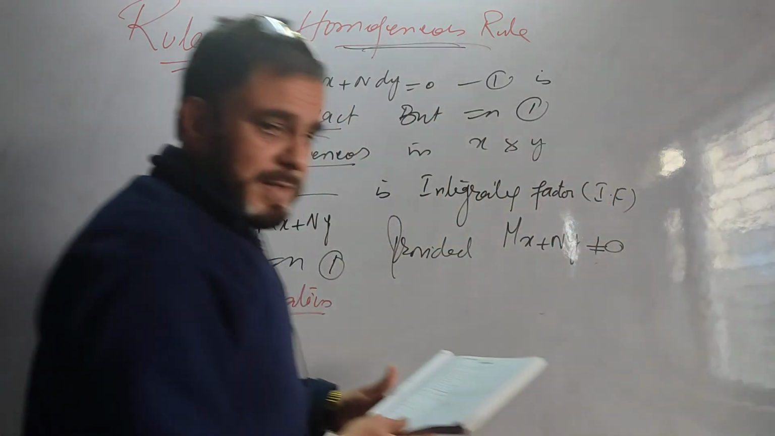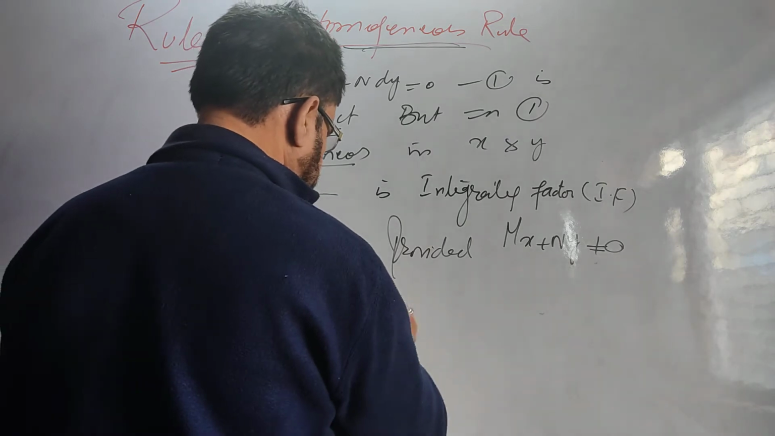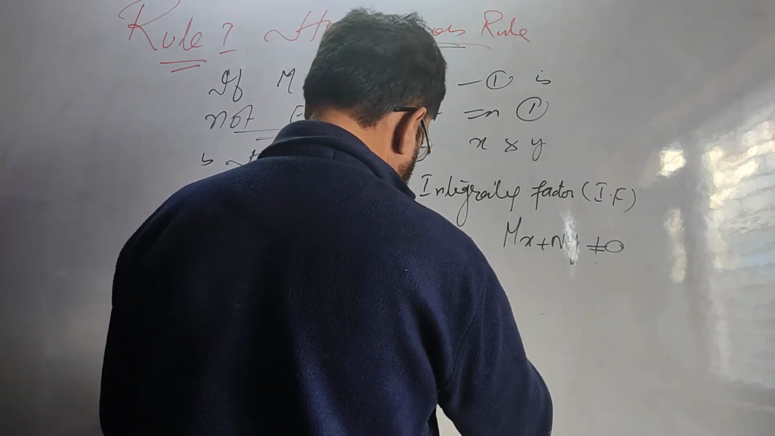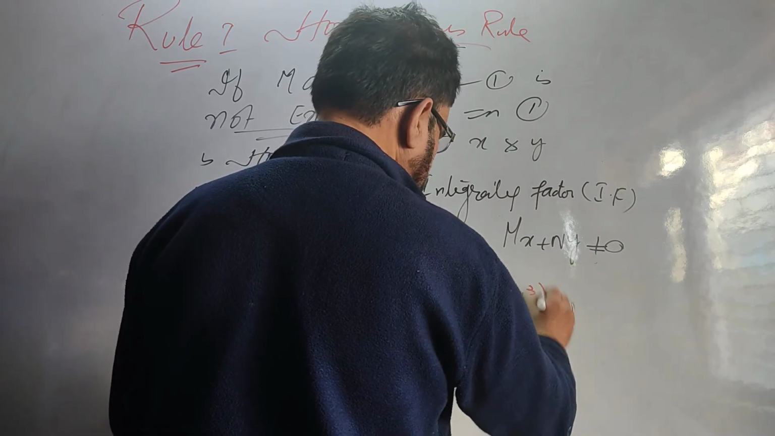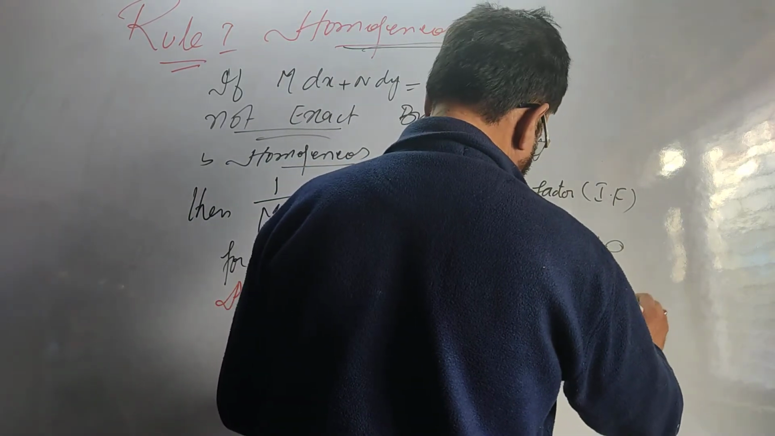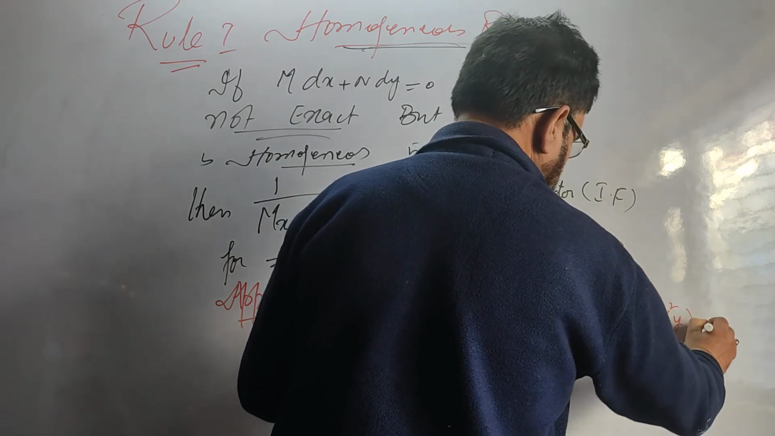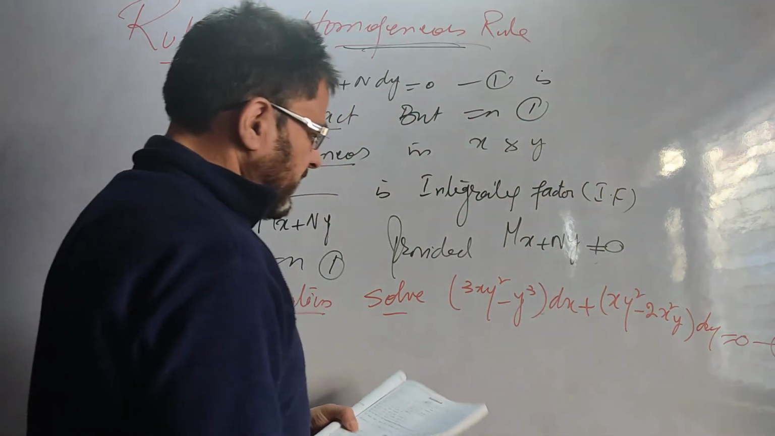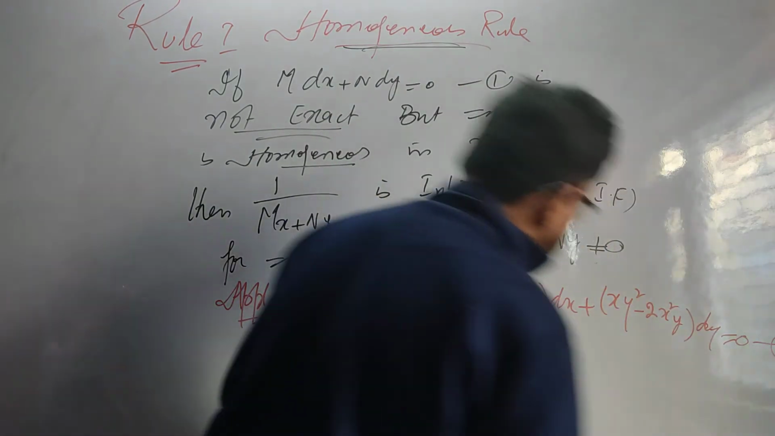Let us have an application here. I will write: solve the differential equation (3xy² minus y³)dx plus (xy² minus 2x²y)dy equal to 0. This is my differential equation.